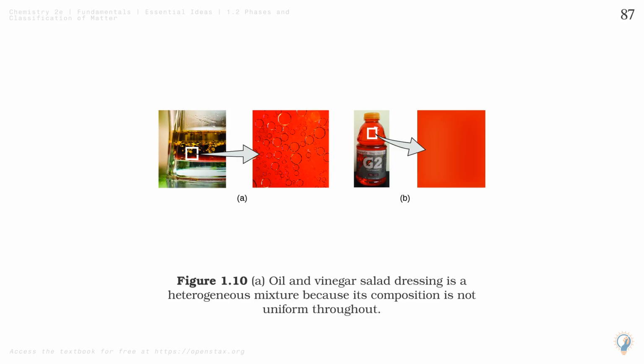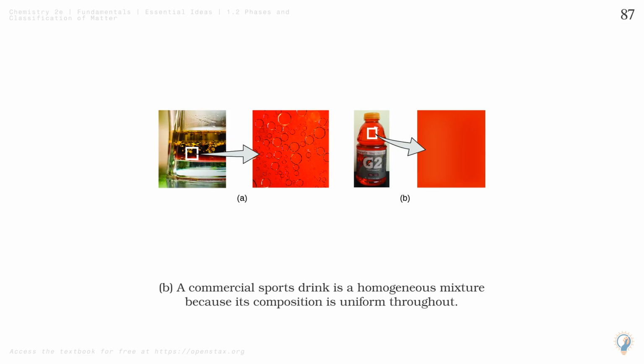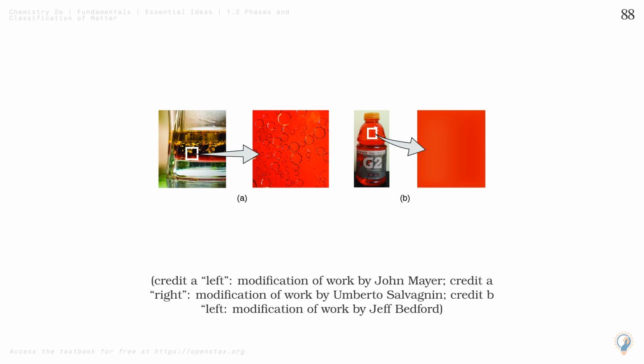Figure 1.10. A. Oil and vinegar salad dressing is a heterogeneous mixture because its composition is not uniform throughout. B. A commercial sports drink is a homogeneous mixture because its composition is uniform throughout. Credit left, modification of work by John Meyer. Credit right, modification of work by Umberto Salvagnan. Credit below left, modification of work by Jeff Bedford.